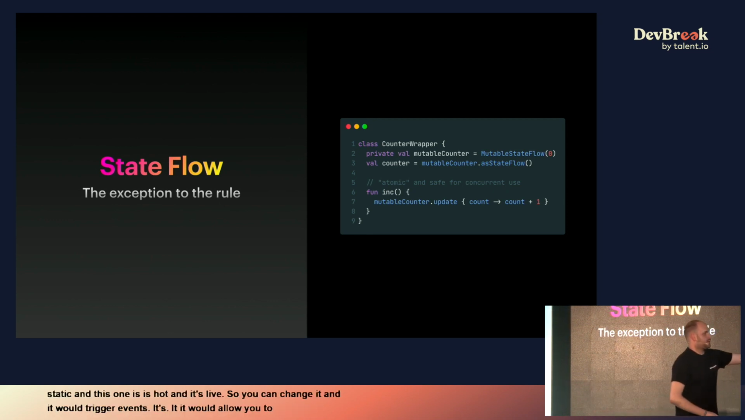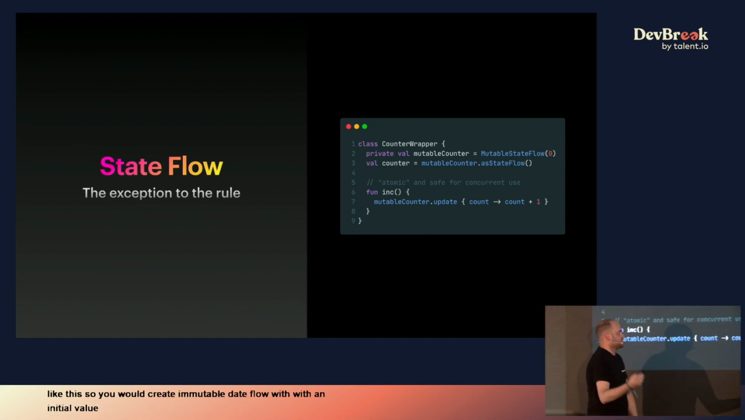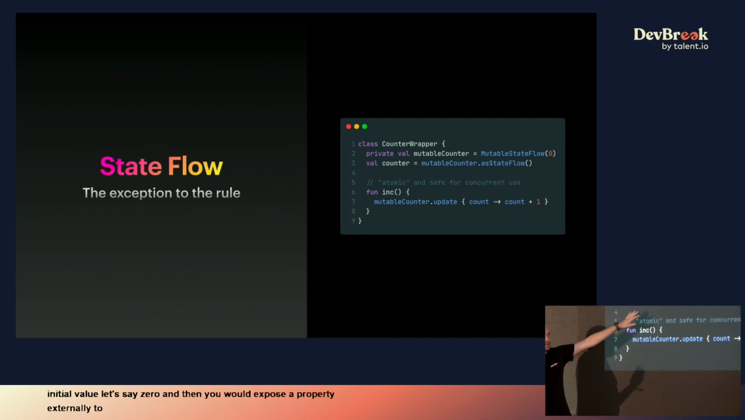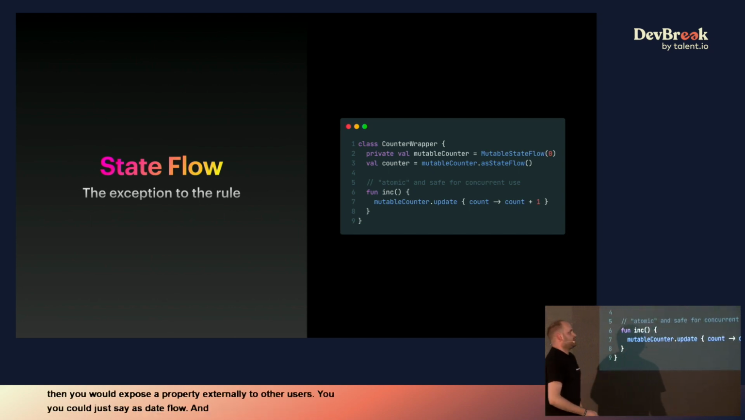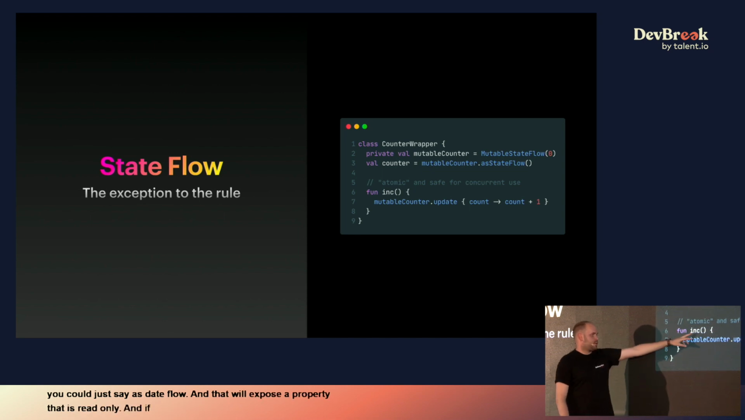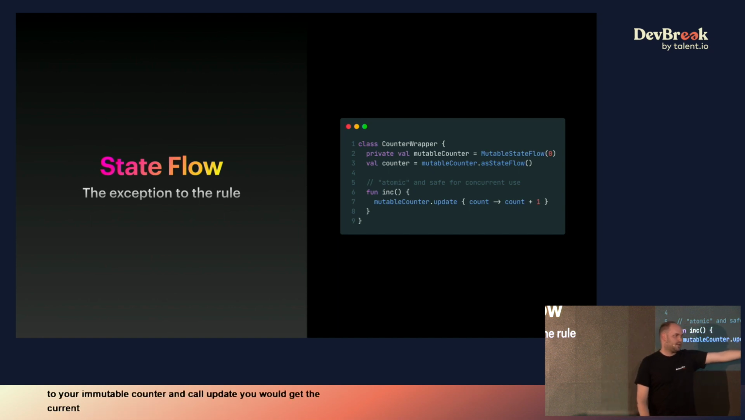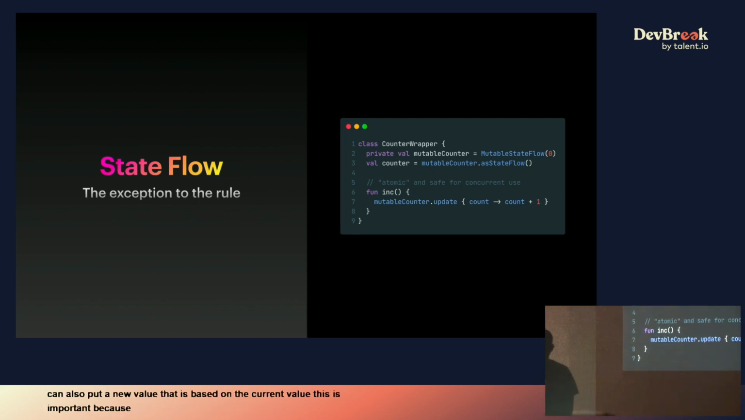It would allow you to do something like this. So you would create a MutableStateFlow with an initial value, let's say 0, and then you would expose a property externally to other users. You could just say asStateFlow, and that would expose a property that is read-only. And if somebody calls increment, you would go to your mutable counter and call update. You would get the current value, and you can also put a new value that is based on the current value. This is important because you don't have to think about thread safety at this point.